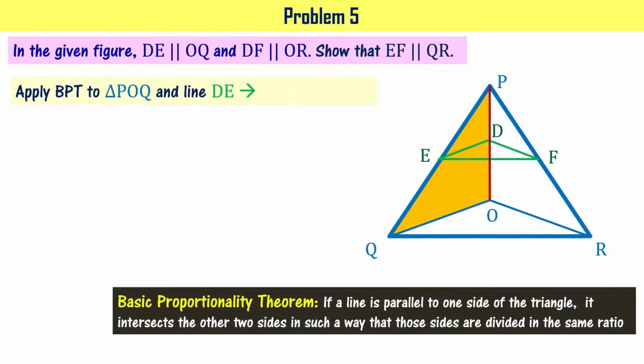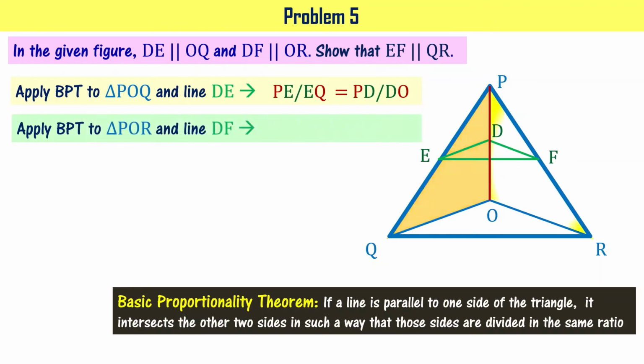Let us apply basic proportionality theorem to triangle POQ, which is shown in light yellow color now, and line DE. We can write the BPT as PE by EQ equal to PD by DO, right? Now, if I apply BPT to the other triangle, that is triangle POR and line DF, I can write it as PF by FR equal to PD by DO, right?